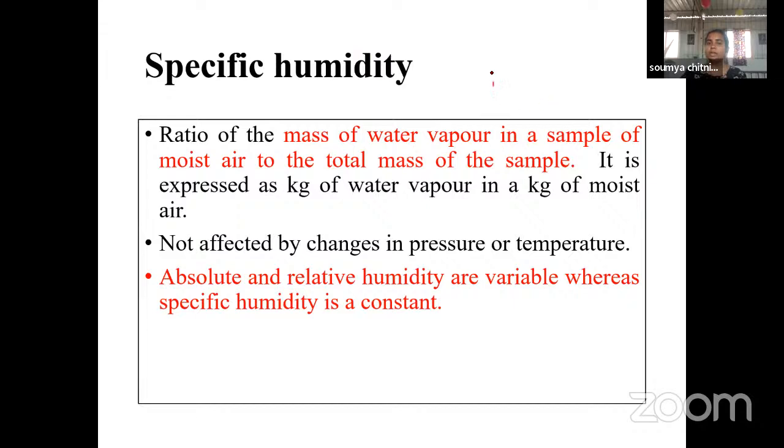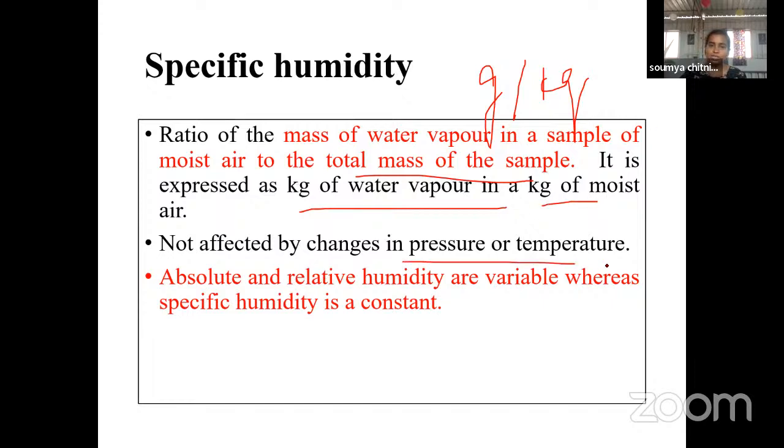So for specific humidity we usually say the unit is gram per kg, that is mass by mass we usually take here. So it is the mass of water vapor in a sample of moist air to the total mass of the sample. So it is expressed in kg of water vapor in a kg of moist air. So this specific humidity is not affected by changes in pressure or temperature, whereas absolute and relative humidity are affected by the temperature or the pressure difference, whereas the specific humidity does not change. Okay, so we can say specific humidity is a constant. Also we can call it unitless, since these are of the same units here, it can be unitless.